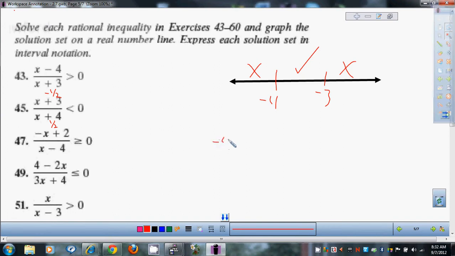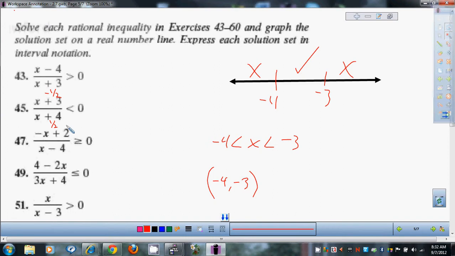Excellent. X is greater than negative 4, and x is less than negative 3, or you could just say negative 4 to negative 3, double parentheses, because it doesn't touch either of those with no equal sign. Either of those will suffice. Thank you, Austin.